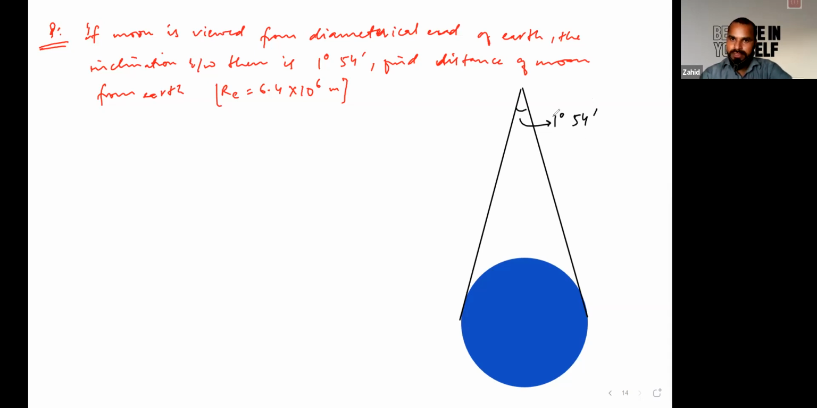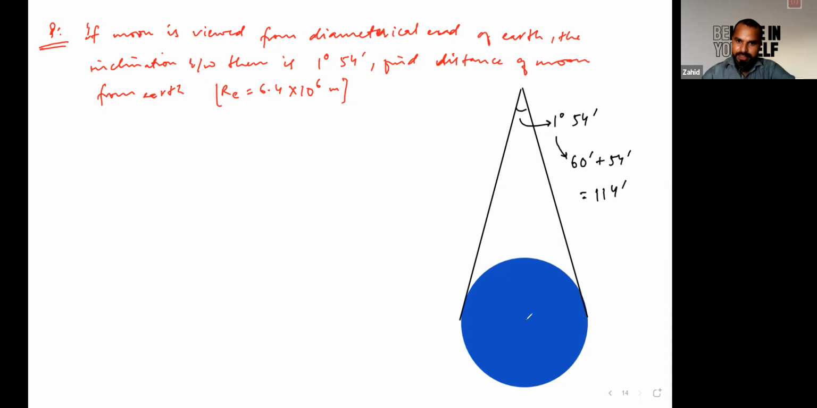So just convert this particular term into the same unit. Convert this degree into minutes and add them. So 1 degree is equal to 60 minutes plus 54 minutes. So it will give you 114 minutes. So we have the angle in terms of minutes. Just multiply it with 2.91 into 10 to the power minus 4 to convert into radian.